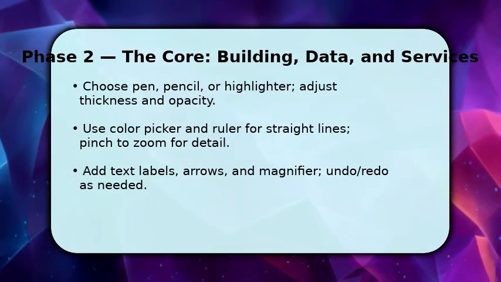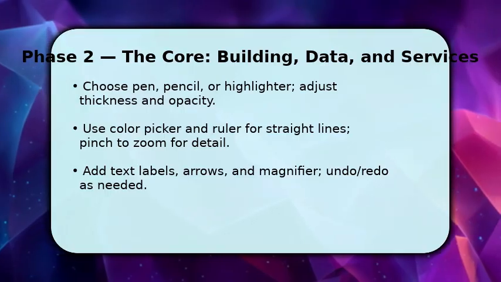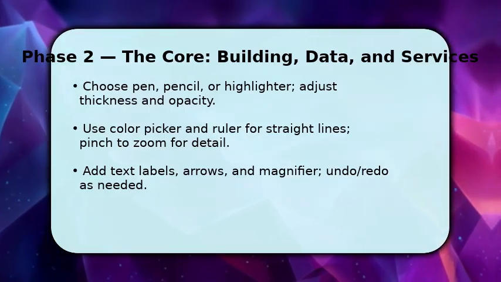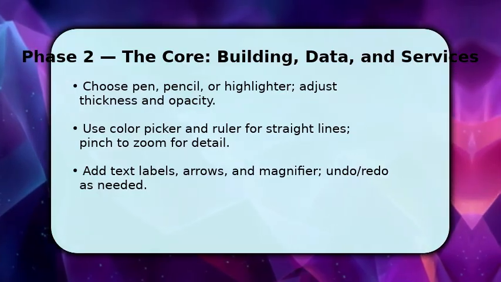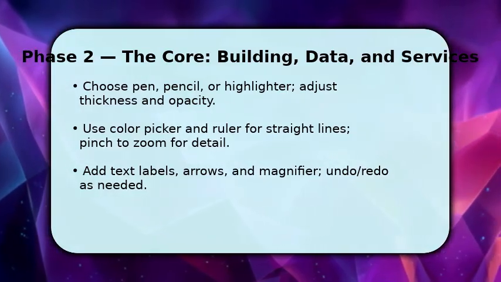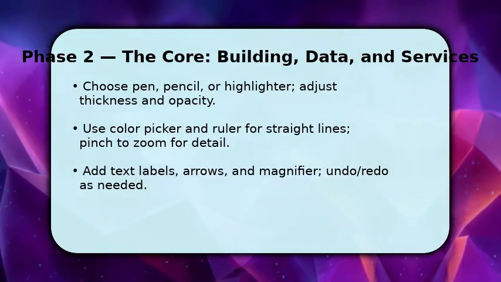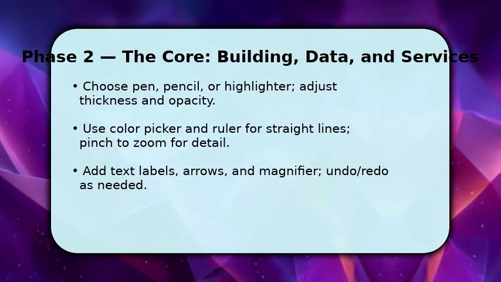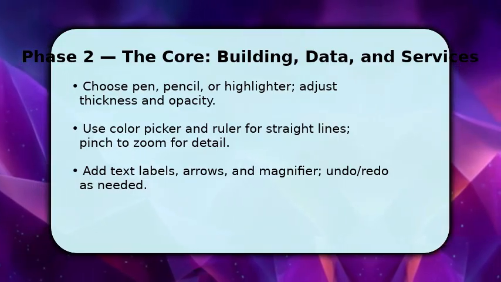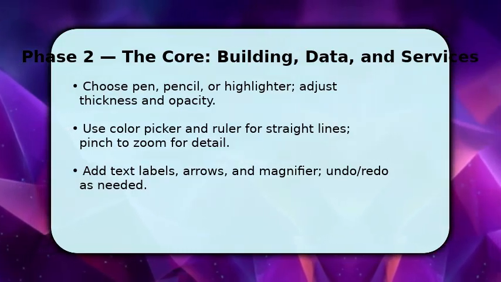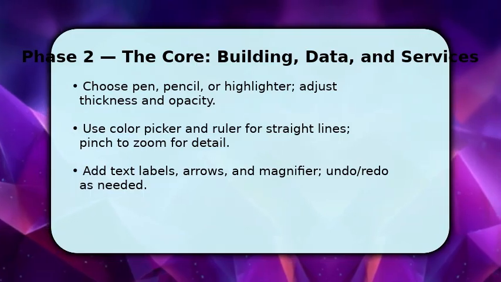Pick a tool, pen, pencil, or highlighter, then set thickness and opacity for visibility. Use the color picker to code features and the built-in ruler for straight bearings. Place it, then draw along the edge. Pinch to zoom for tight curves or intersections to keep lines crisp. Add text labels and arrows to explain points of interest, and employ the magnifier for tiny detail.